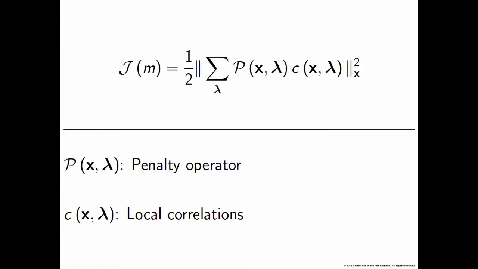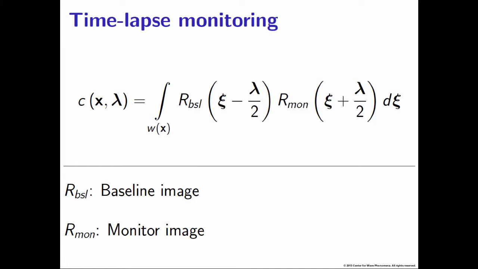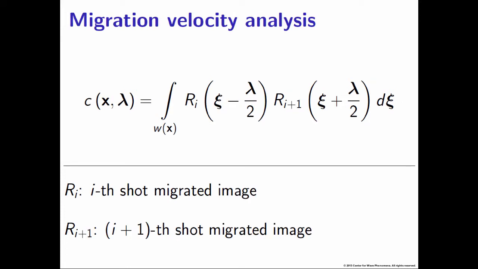The way we analyze the difference between these two images is using penalized local cross-correlations. This is essentially the same technique that we introduced last year for migration velocity analysis. The operator P is an operator that is derived from the structural information in the image, the dip field, and it depends on the dip field itself and the correlation lags. And the local cross-correlations are computed using localized cross-correlations between the baseline image and the monitor image. To show that this approach is really analogous to the wave-equation migration velocity analysis case, these are the local cross-correlations in the case of migration velocity analysis.